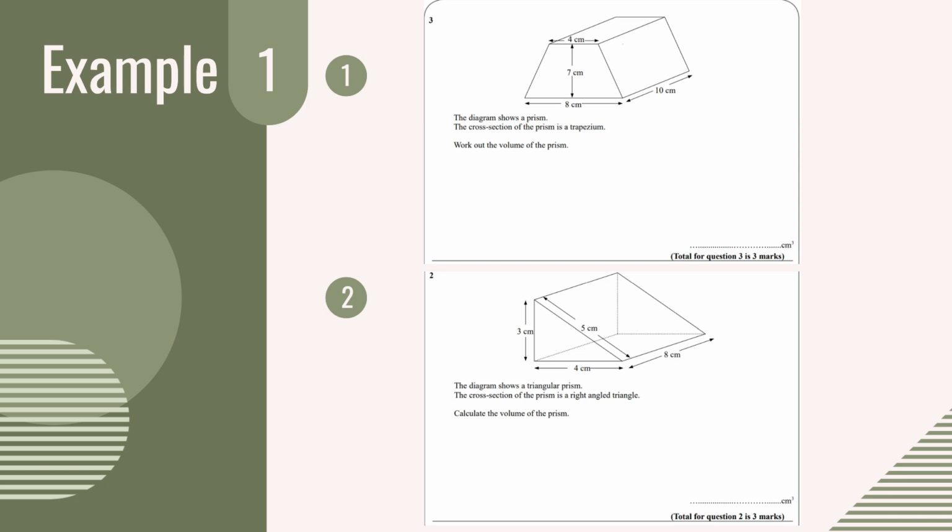We first use the equation of the area of a trapezium to work out the area of the cross-section, so we can then times it by the length. So the area of a trapezium is a plus b over 2 times height. So we do 4 plus 8 divided by 2 times the vertical height of 7, which gives us the answer of 42. The length of our trapezium prism is 10 centimeters. So we do 42 times 10 equals 420. And the answer says centimeters cubed, so we just keep it as 420. So our answer is 420 centimeters cubed.